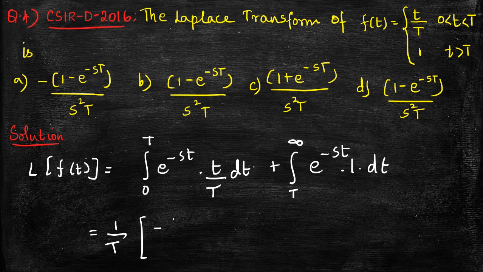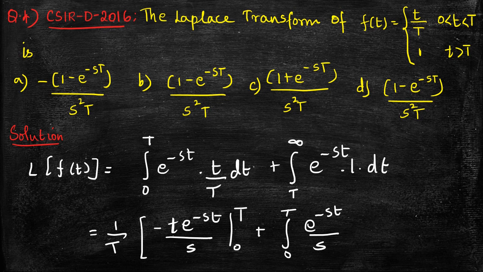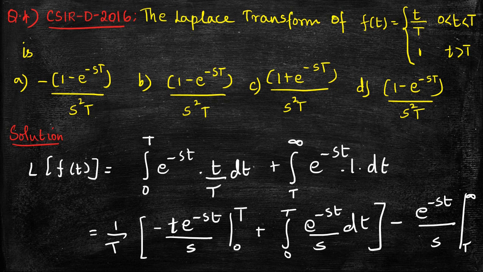So I'm going to get this as minus t e power minus st by s from 0 to t, plus the integral from 0 to t. I am just using the UDV method over here, so if you don't know it, please check this. And then the next one is e power minus st by s from t to infinity. Okay.